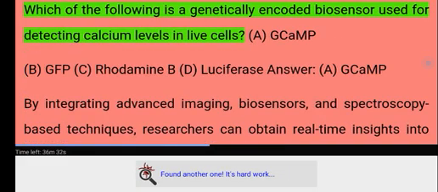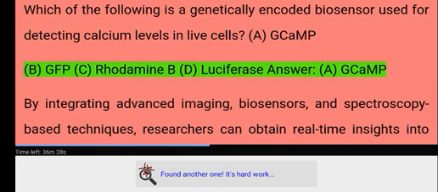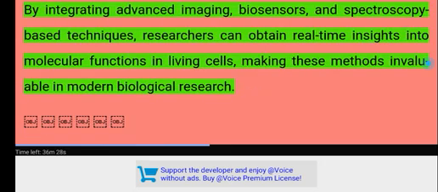CSIR NET 2017. Which of the following is a genetically encoded biosensor used for detecting calcium levels in live cells? A. GCaMP. B. GFP. C. Rhodamine B. D. Luciferase. Answer: A. GCaMP. By integrating advanced imaging, biosensors, and spectroscopy-based techniques, researchers can obtain real-time insights into molecular functions in living cells, making these methods invaluable in modern biological research.